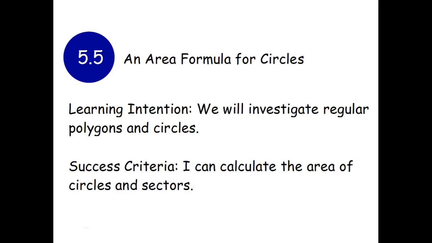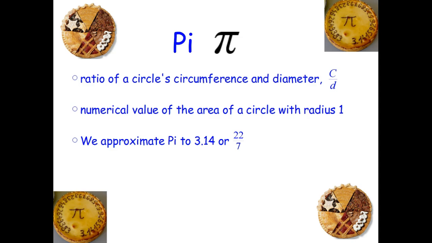All right, today what we're going to be talking about is calculating the area of circles and sectors. So we'll talk about what a sector is in just a second. Just a reminder, a couple of things first. Pi is the ratio of a circle's circumference to its diameter. So if you were to take the circumference of a circle and divide it by the diameter of the circle, what you would end up with is pi, or 3.14, the approximate value of pi. Pi is also the area of a circle whose radius is 1.